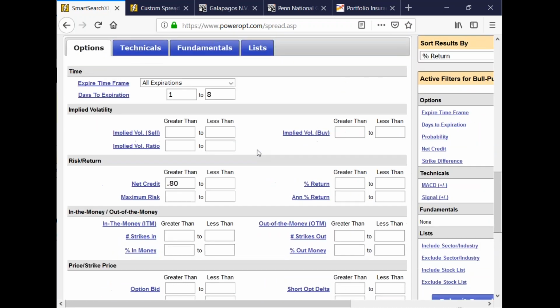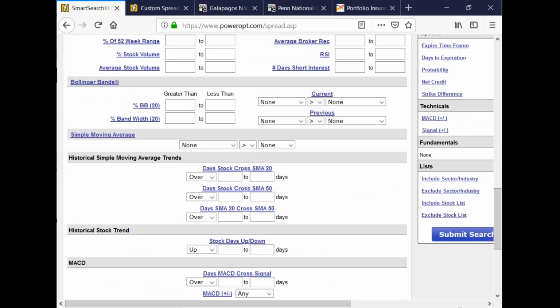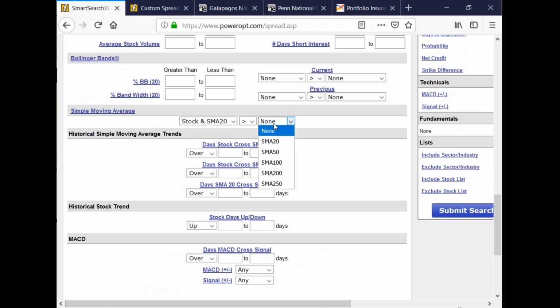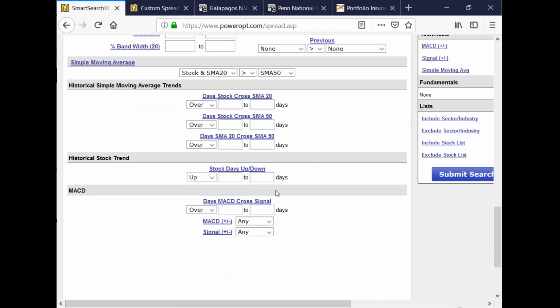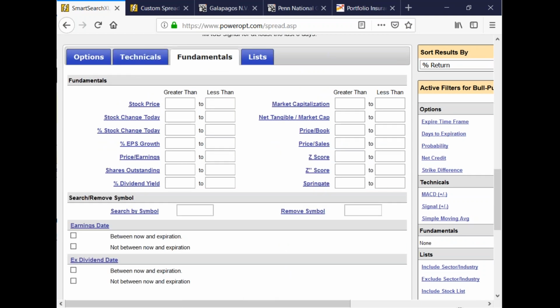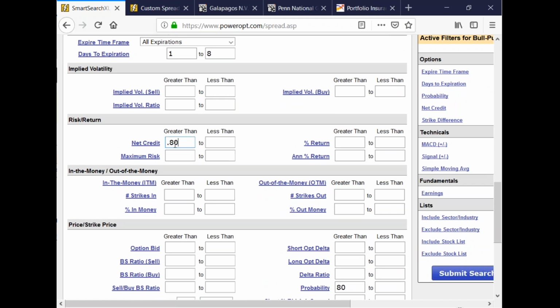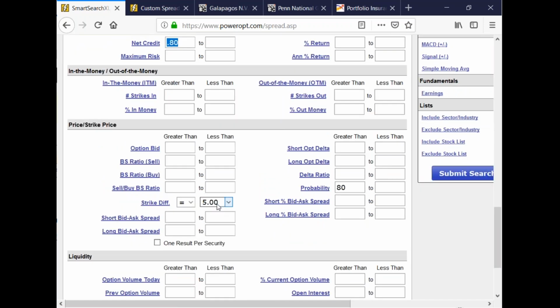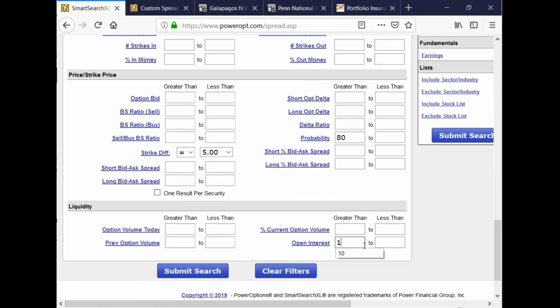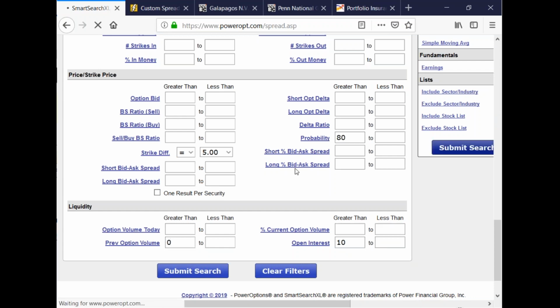And I also want maybe something that's in an uptrend that's going in the direction I want. Stock and SMA 20 over the 50, for example, or days MACD cross signals, what I might use. And then fundamentals not between now and expiration. Okay, so not worried about the return. I'm looking for a minimum 80 against 5. That's going to give me the return I want right away. We'll talk about that in a moment. Still want my probability. Oh yeah, and I'm going to want some open interest and at least some volume traded recently.